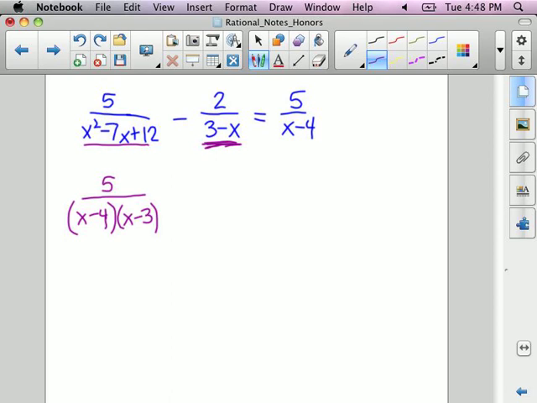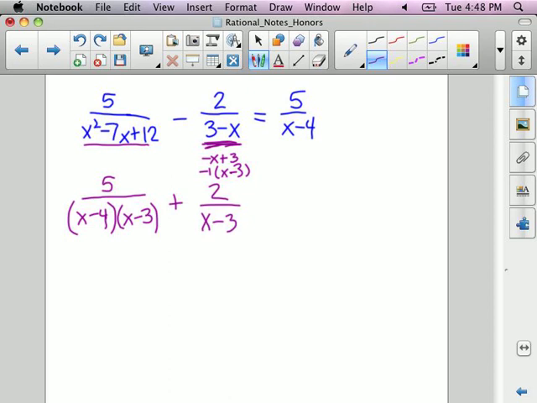On my second guy right here, this will turn into negative x plus 3. And I'm actually going to go ahead and pull out a negative 1. So you get negative 1, and then it'll be x minus 3. And from there, I have minus, and there's a negative right there. I'm just going to turn this into plus 2 over x minus 3.